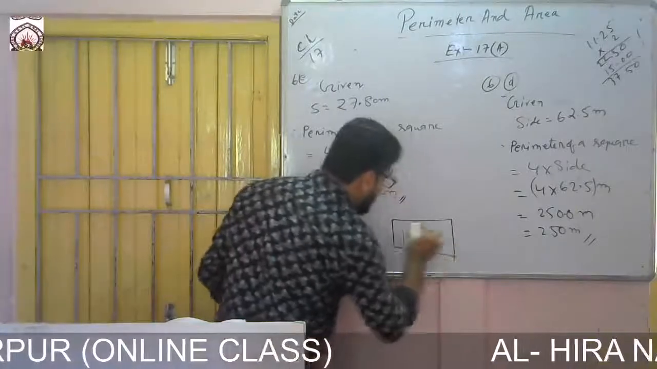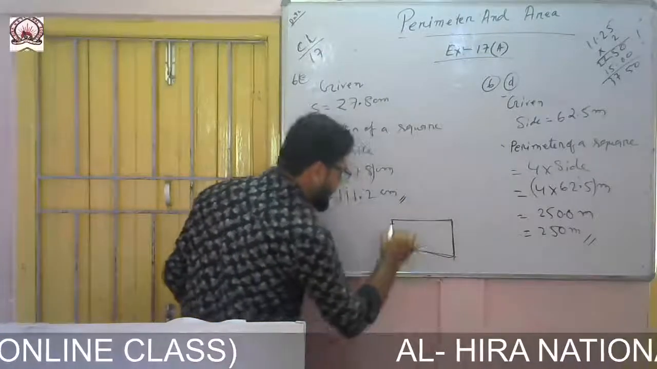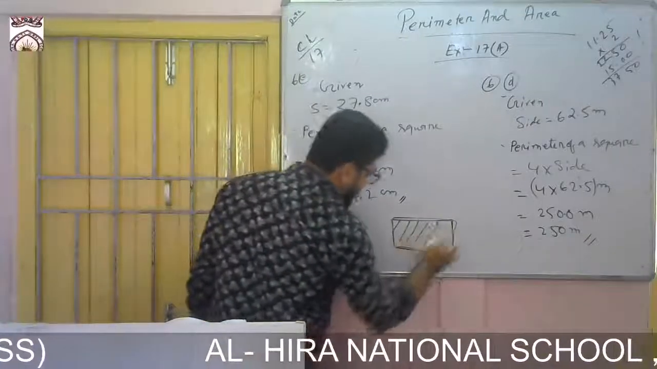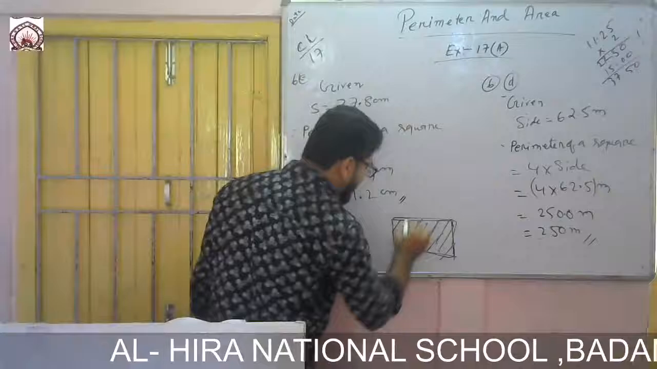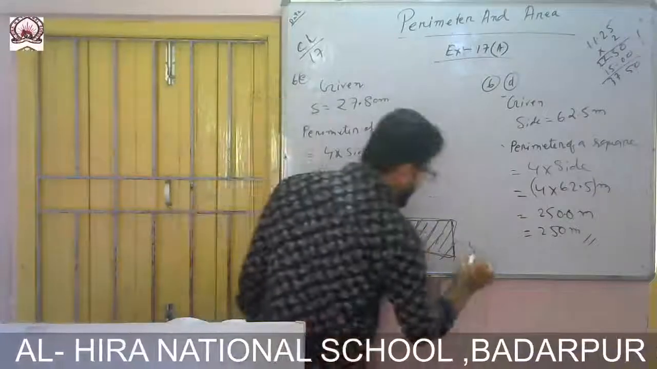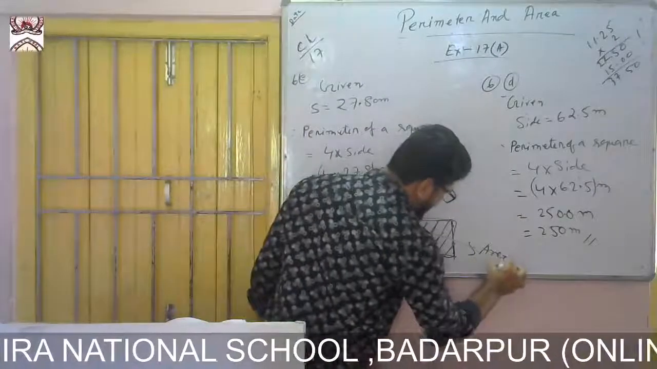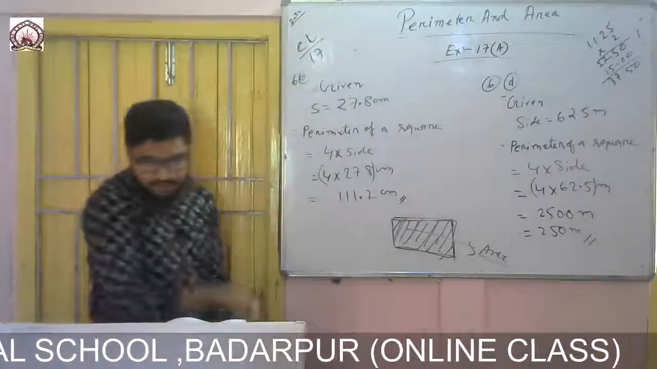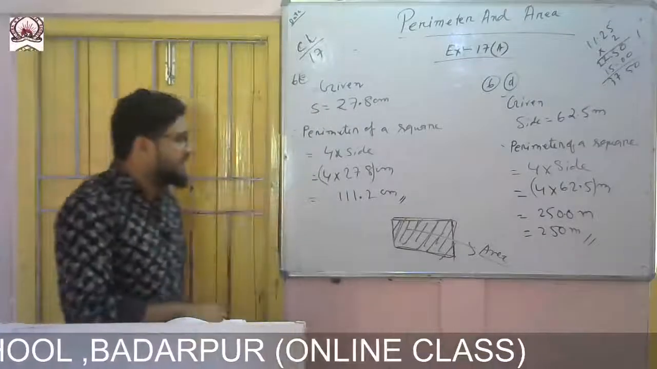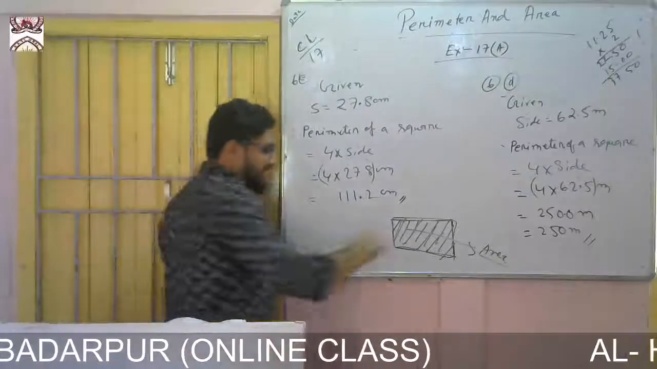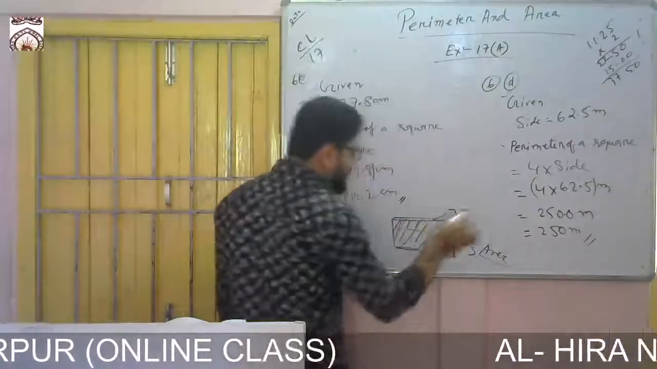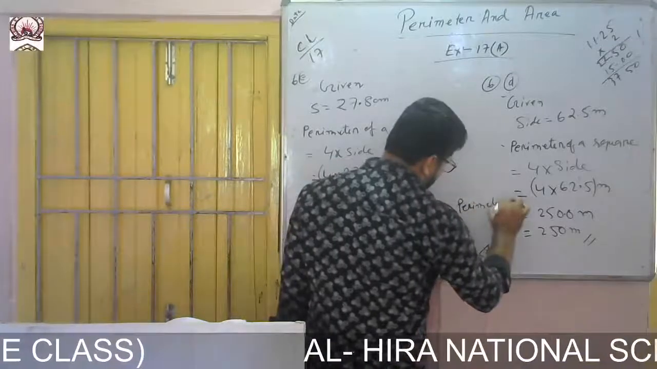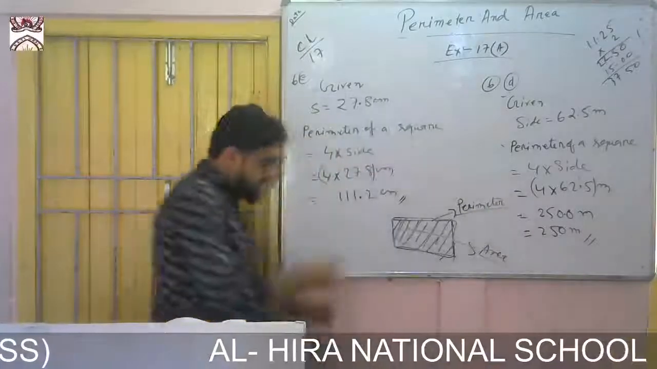Okay, this measurement we have taken. Now area means boundary plus inside, everything. That means the total surface is called area. The total surface covered by a figure is called area. And just the boundary line is called perimeter.